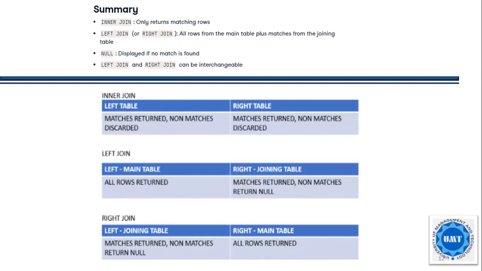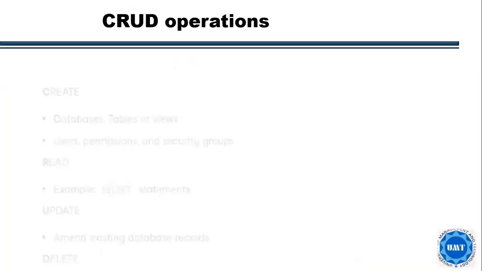In the inner join, matches are returned and non-matches discarded. In the left join, all the rows from the left table are returned, and in the right join, all the rows from the right table are returned. These are the differences among the joins.